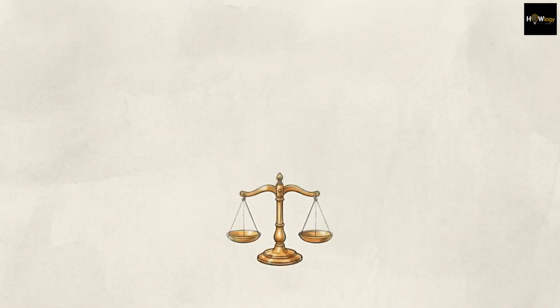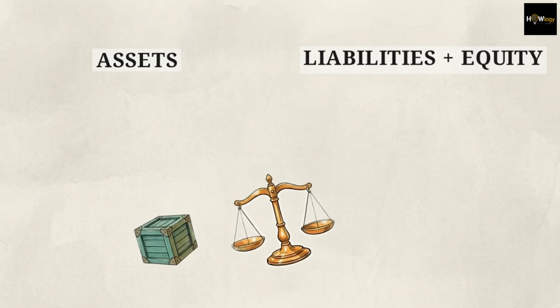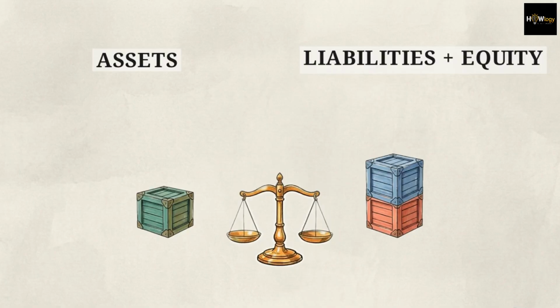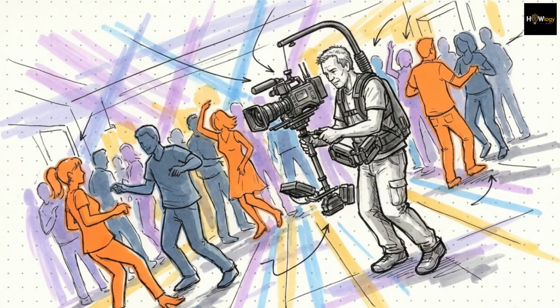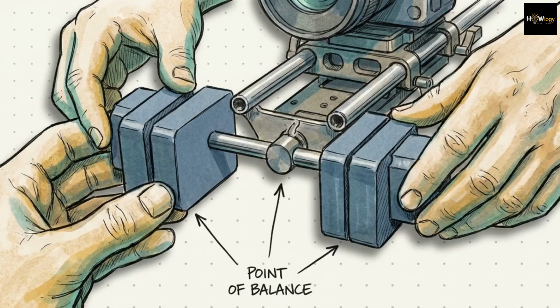The core scoreboard of this system is the fundamental accounting equation, visualized here as a perfectly balanced scale. On the left side, we have assets, everything your business owns, like cash and equipment. On the right side, we have what you owe others, your liabilities, plus the remaining value that belongs to you, which is equity. These two sides must always equal each other. No matter how frantic a wedding shoot gets or how many invoices fly out the door, your survival depends entirely on making sure this specific equation never goes out of balance.